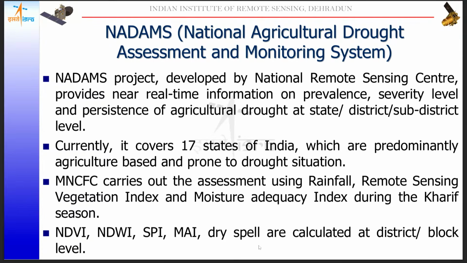NADAMS is the National Agriculture Drought Assessment and Monitoring System, which was developed by NRSC for assessment of agriculture drought with very near real time information, where severity level and persistence of agriculture drought results are generated at the state level, district level, and sub-district level. Currently, around 17 states of India are considered under this NADAMS project. MNCFC carries out that assessment using a number of remote sensing derived informations to do the drought assessment for the Kharif as well as the Rabi season.